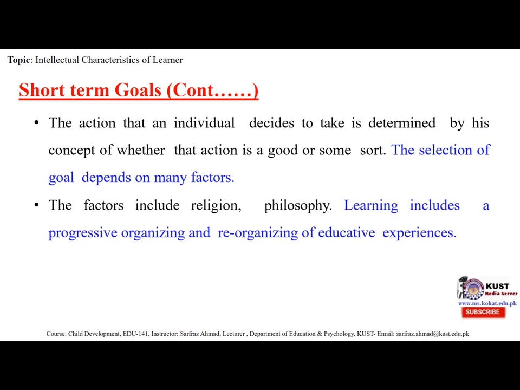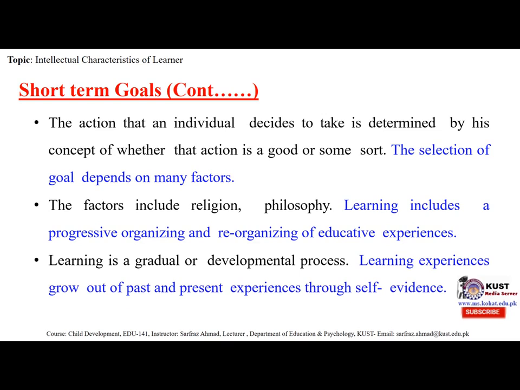Those factors may be the religion factor, maybe the philosophy of his own mental level, or learning includes a progressive organizing and reorganizing of educative experiences. Learning is also a gradual or developmental process. So learning experiences grow out of the past and present experiences through self-evidence.